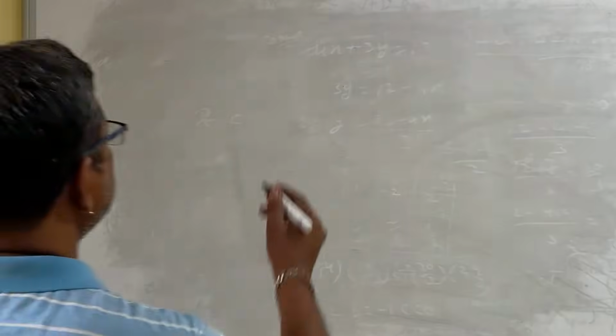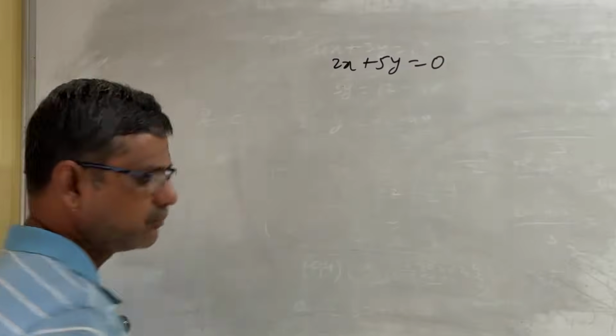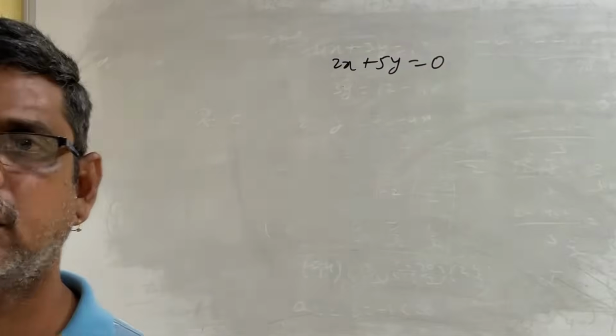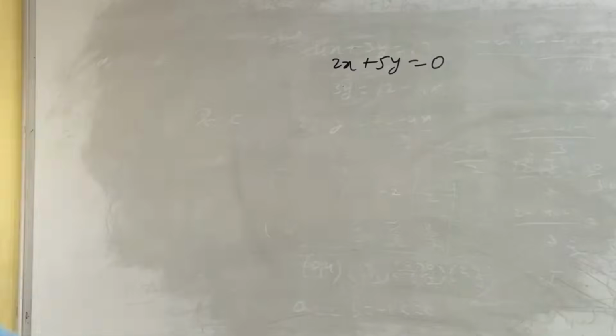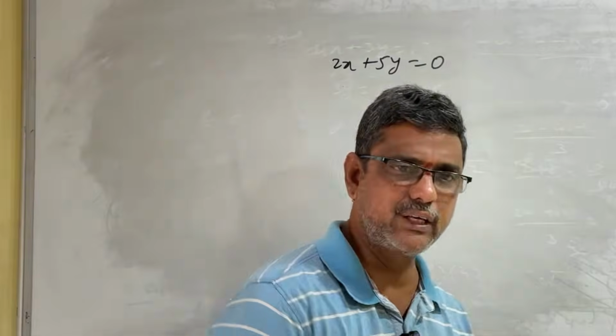Yeah, one more question. 2x plus 5y is equal to 0. Find out four solutions for this question. 2x plus 5y is equal to 0.